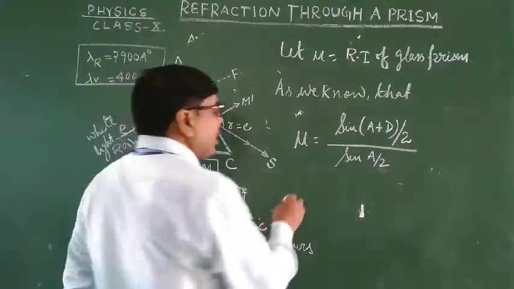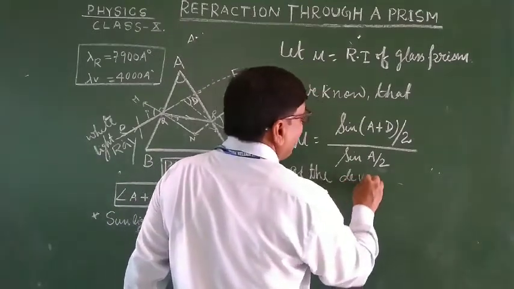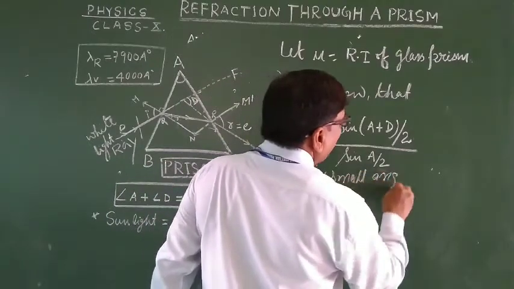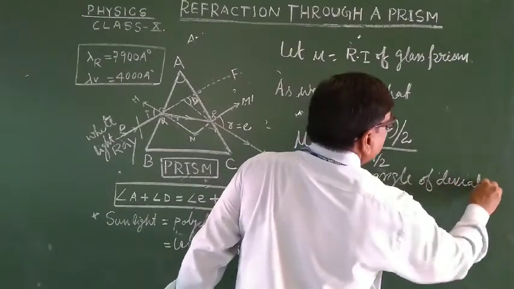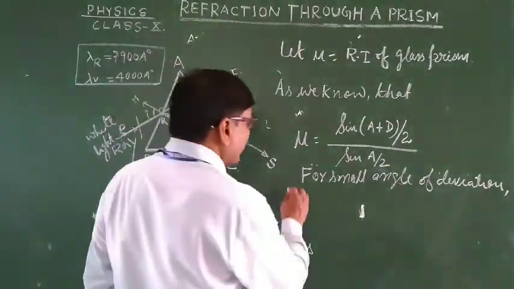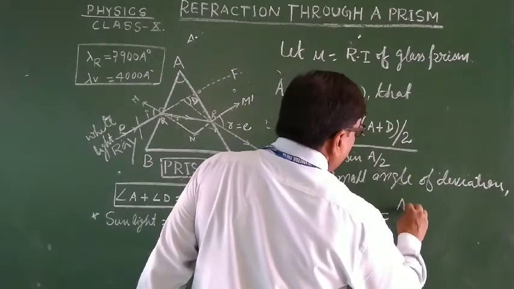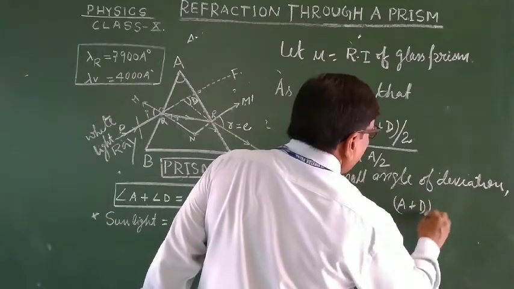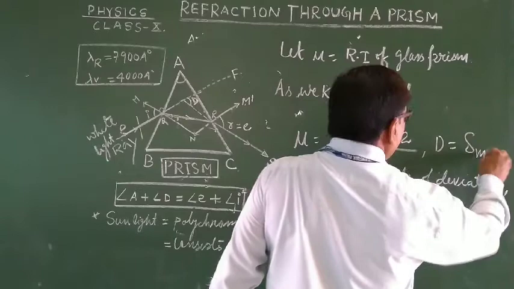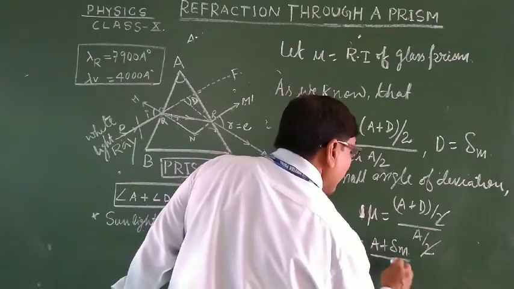If the deviation is minimum, that is, for a small angle of deviation, for minimum deviation, we can write mu is equal to sin of (A plus delta m) by 2, upon sin of A by 2. If the deviation is delta m, the minimum deviation, then the 2 cancels, giving mu equal to (A plus delta m) divided by A.